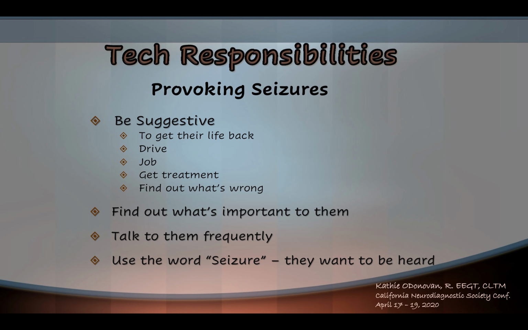And I have a thing about using the word seizure. I know that it's controversial. Sorry about that. But there are a lot of us that don't like the word seizure used with non-epileptic patients, because we fear that using the word seizure is going to give them the wrong idea and make it harder to convince them that these are not seizures.